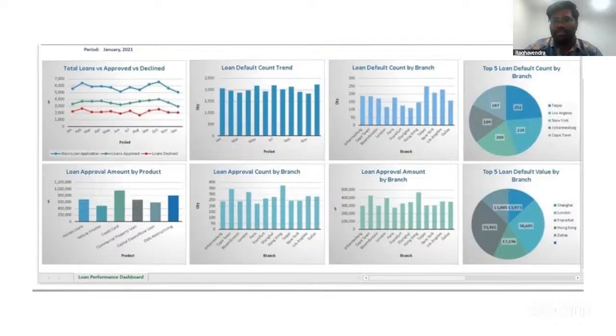Any more questions about the dashboard or any key aspects of this banking system? Sajna, would you like to ask any questions if you have any so far? No, it's fine for me. Okay. So I'll move on to the next slide.